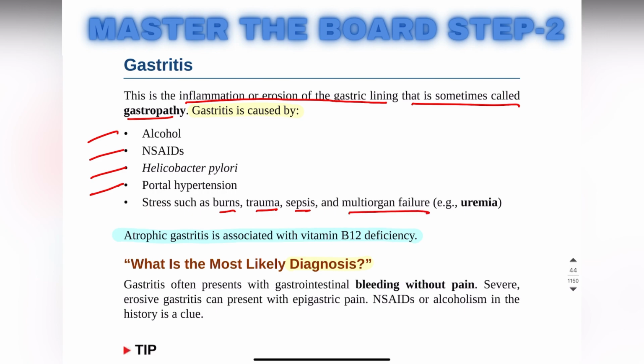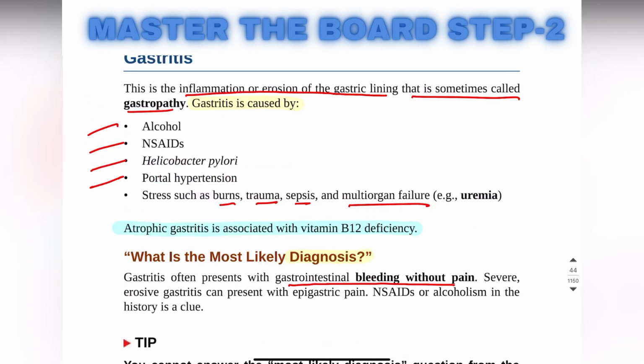So, how do we diagnose a case of gastritis? Gastritis often presents with gastrointestinal bleeding without pain. Severe cases of gastritis can also present with big gastric pain, and if a patient gives a history of NSAIDs and alcoholism, that can lead us to gastritis. A point to remember is that atrophic gastritis is associated with vitamin B12 deficiency.